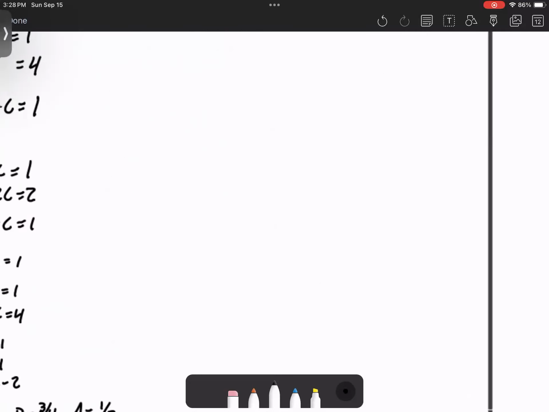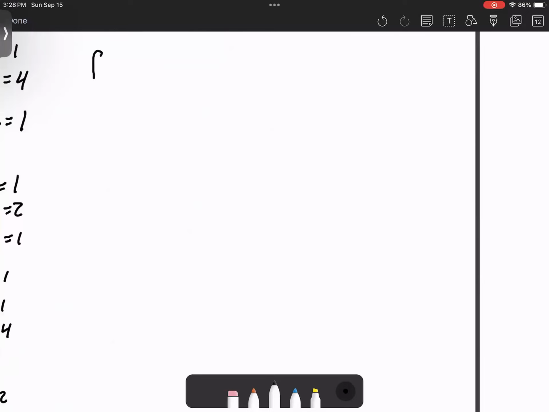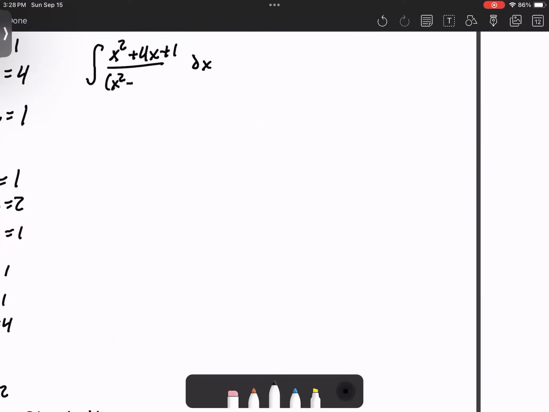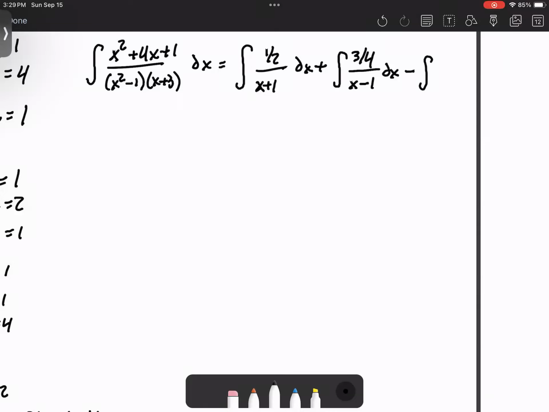So let's go into this. We are finally going to rewrite the integral. The integral of x squared plus 4x plus 1 over x squared minus 1 x plus 3 can be decomposed as 3 different fractions: a, which is 1/2, over x plus 1, plus b, which is 3/4, over x minus 1, and then plus c, which is negative 1/4, over x plus 3.